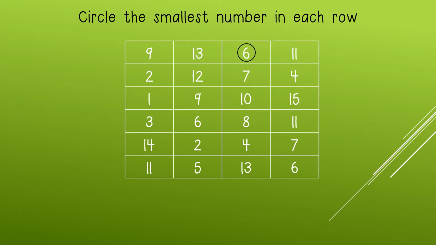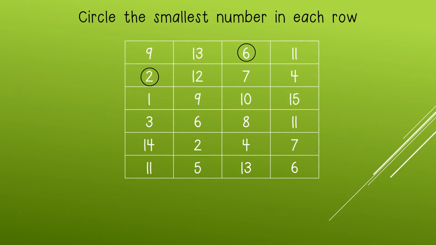In the second row, I have 2, 12, 7, and 4. In this row, if we look, there are 3 small numbers because they are only one number, and there is one number in this row that has 2 numbers in it. So, which will be the smallest number in this row? Well done, everyone. Our smallest number is 2.